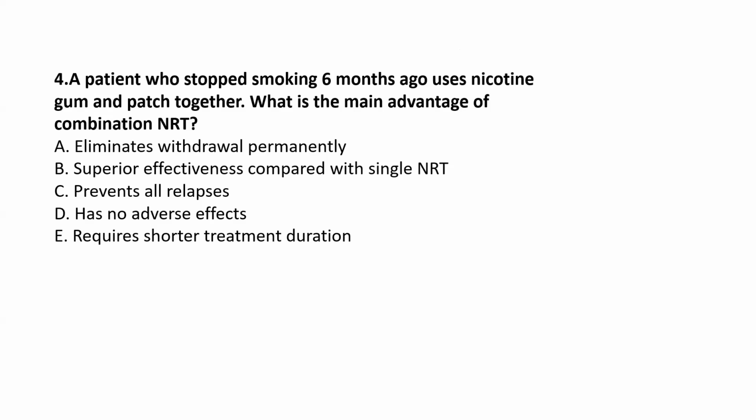MCQ 4: A patient who stopped smoking 6 months ago used nicotine gum and patch together. What is the main advantage of combination NRT? A, eliminates withdrawal permanently. B, superior effectiveness compared with single NRT. C, prevents all relapse. D, has no adverse effect. E, requires shorter treatment duration. B is the right option.